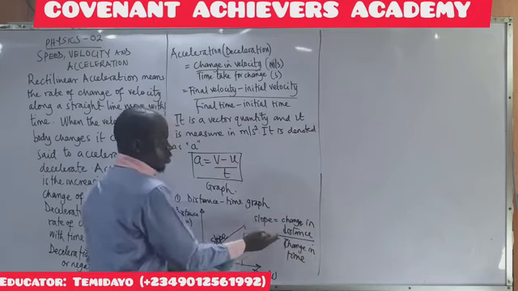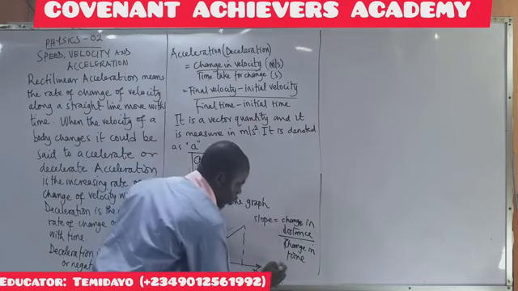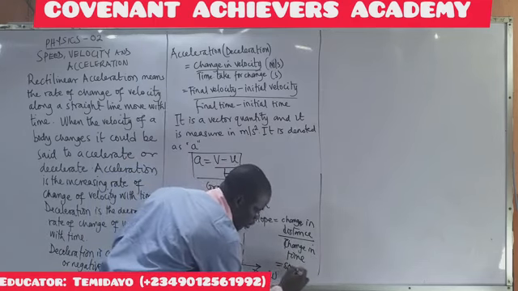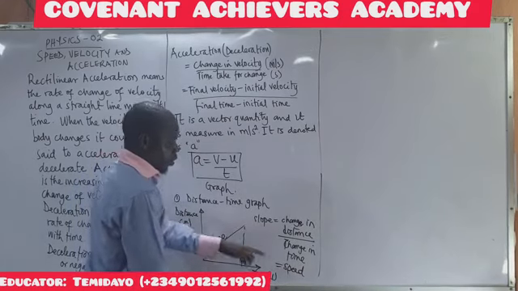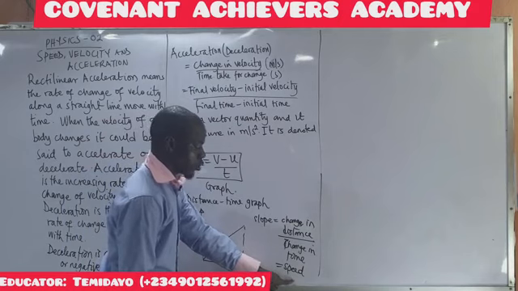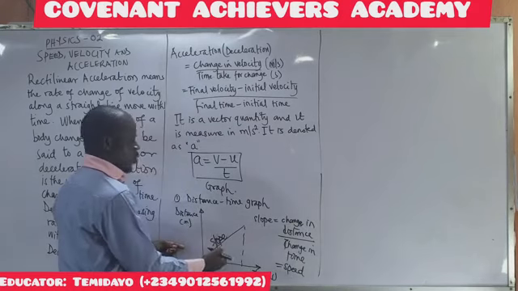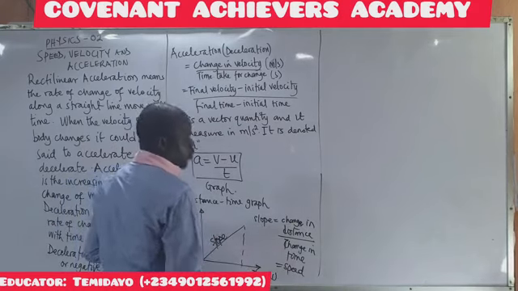And change in distance over change in time gives us what we refer to as speed. So therefore, the slope of a distance-time graph is called the speed. So when you determine the slope of a distance-time graph, what are we getting in that case? You are getting the speed.